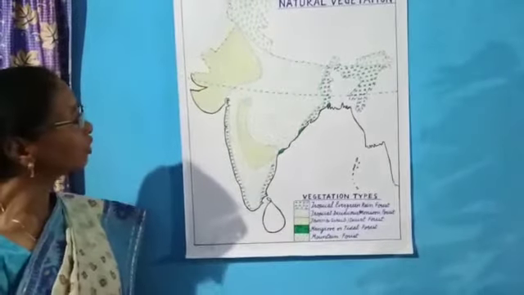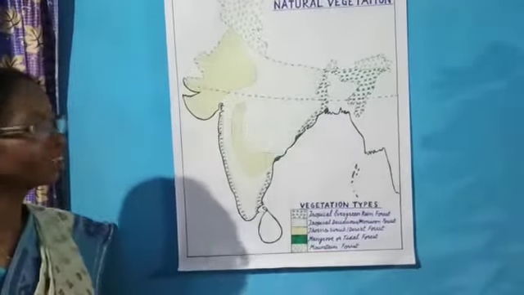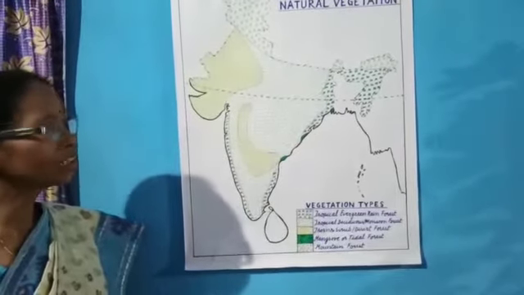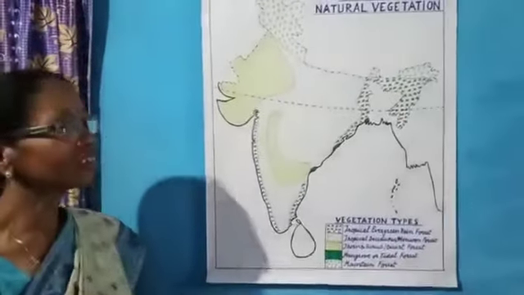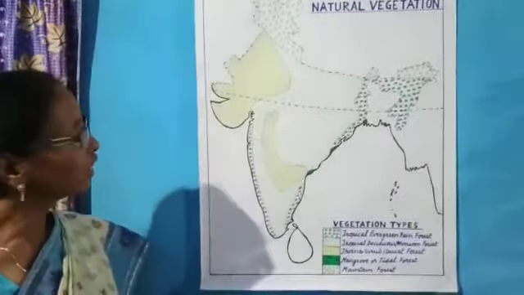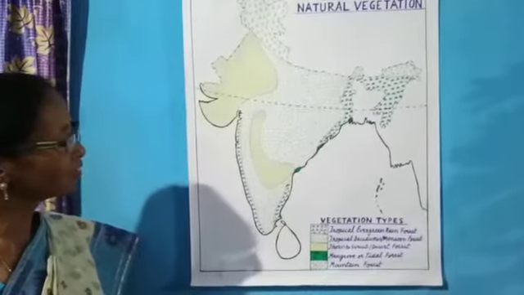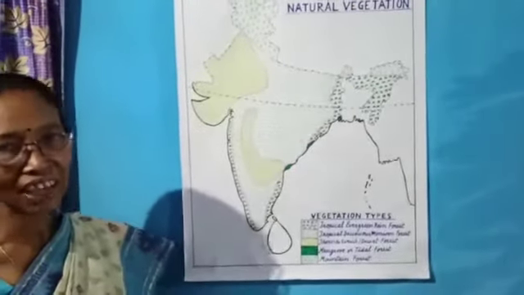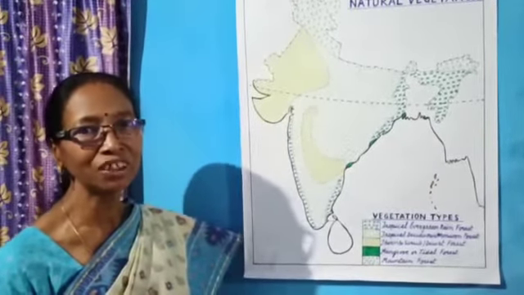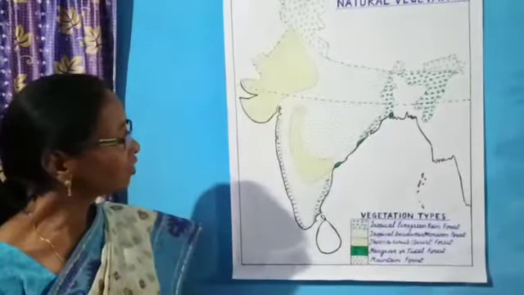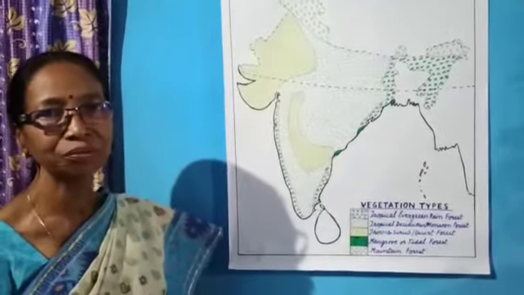And today you are going to learn about the thorn and scrub forest, also known as the desert forest. The word desert indicates there is a lack of vegetation. Due to less rainfall in this region, there is less natural vegetation. Trees are found scattered. They are not very tall, about 10 meters, and they can survive in very dry and hot summer seasons.